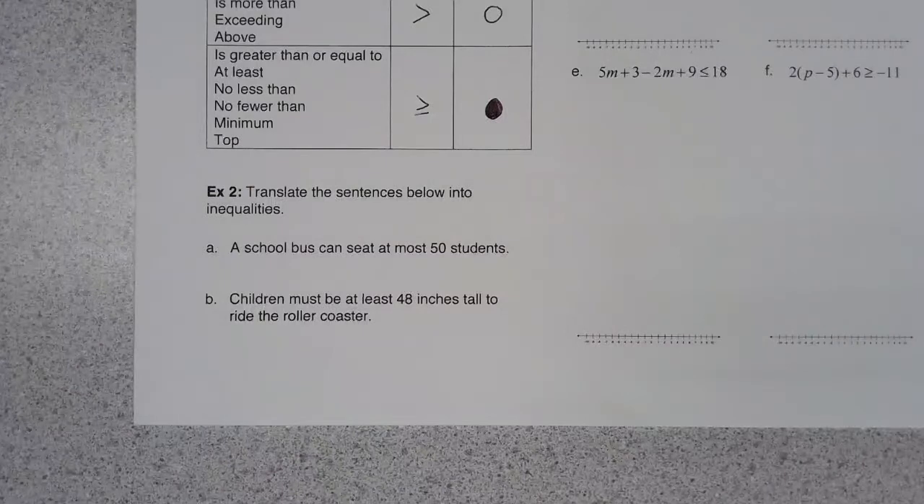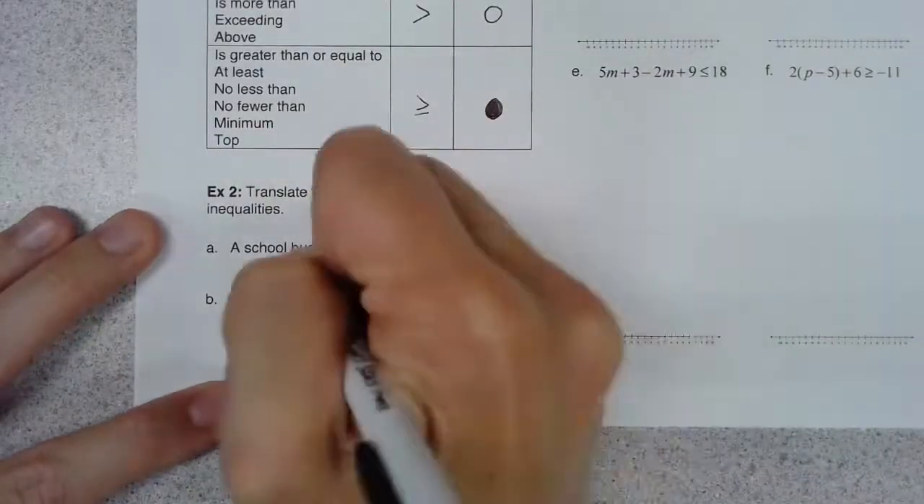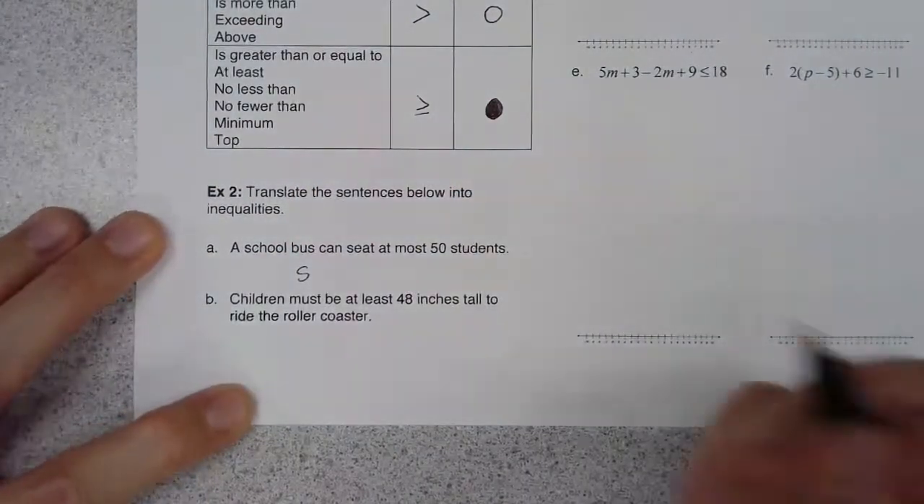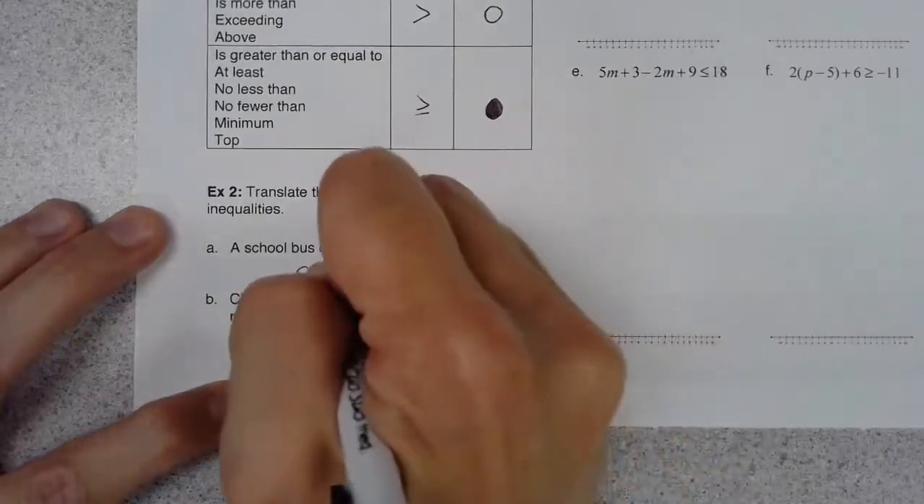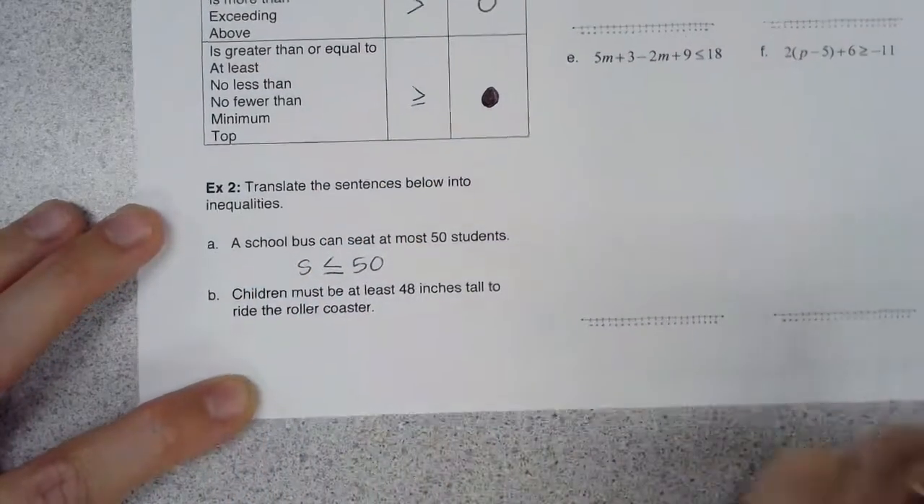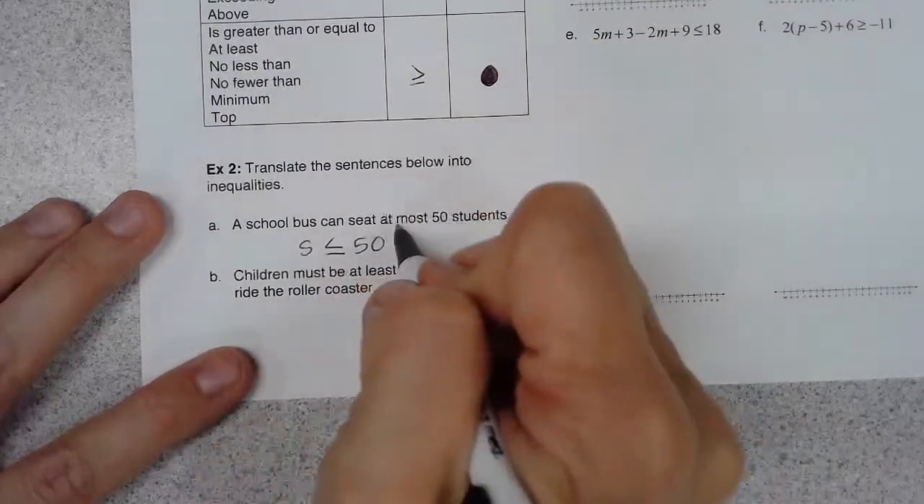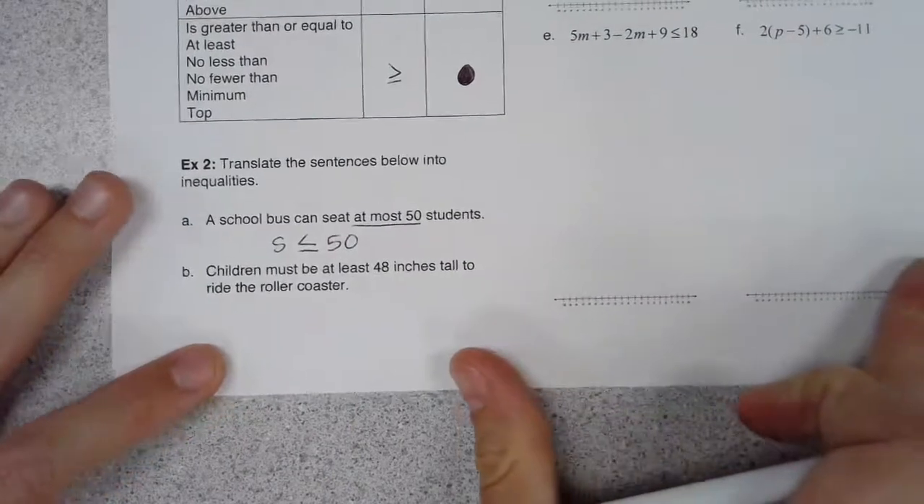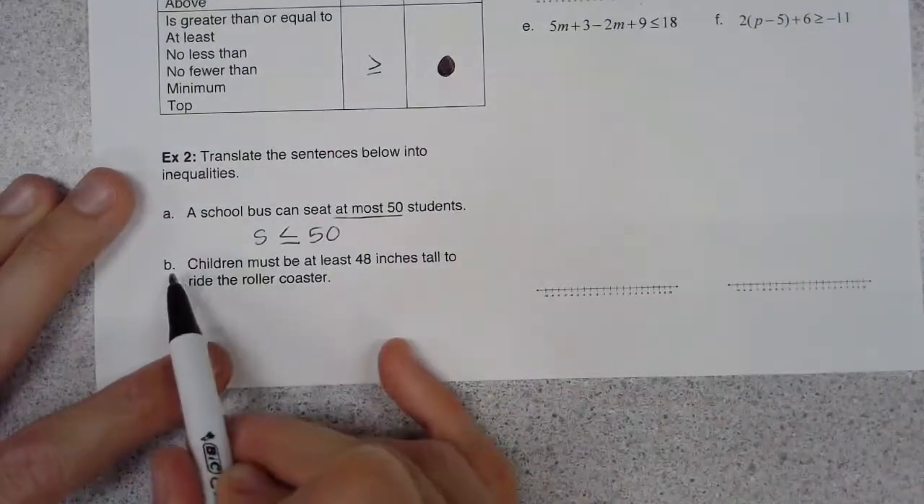Identifying these inequalities in word problems is helpful because you'll be encountering word problems in this section. A school bus can seat at most 50 students. So the number of students on the bus, we'll use S to mean students, if it can be at most 50, that means it can be anything less than 50 or anything up until or equal to 50. So you would use the less than or equal to symbol to represent this idea of it being at most 50.